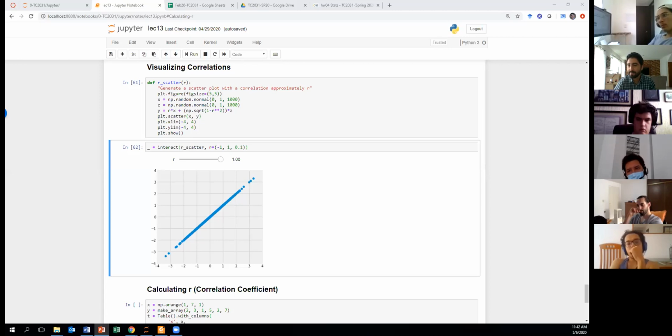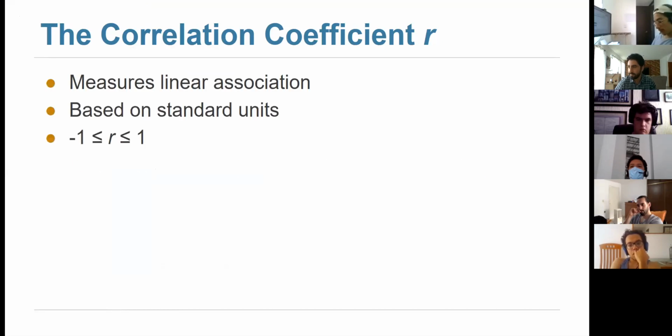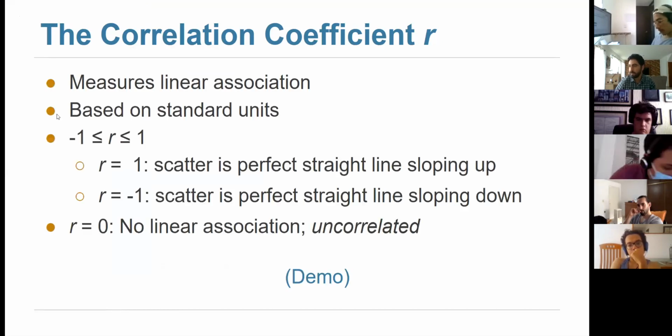Sorry about that. Okay, let me show you this again. So again, talking about this, the correlation coefficient is a numerical value measuring basically linear association between two variables. So did you get it? Any questions about this?